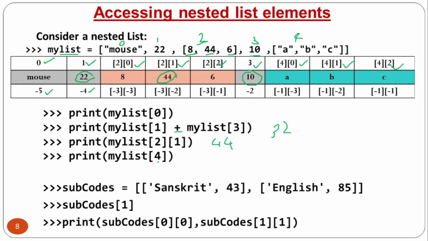And my_list[4]. My_list[4] is a list itself. So the output will be a list. A, B and C will be the output for my_list[4].